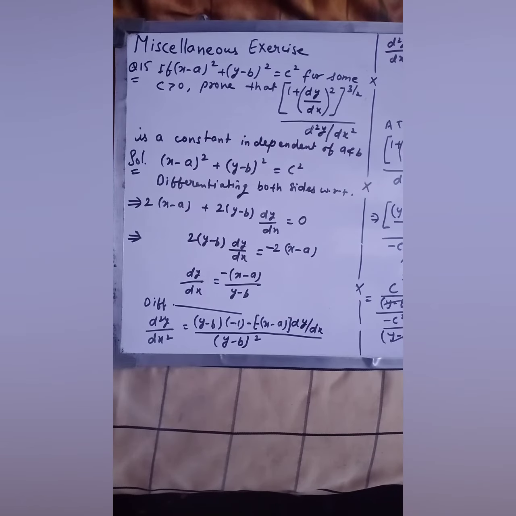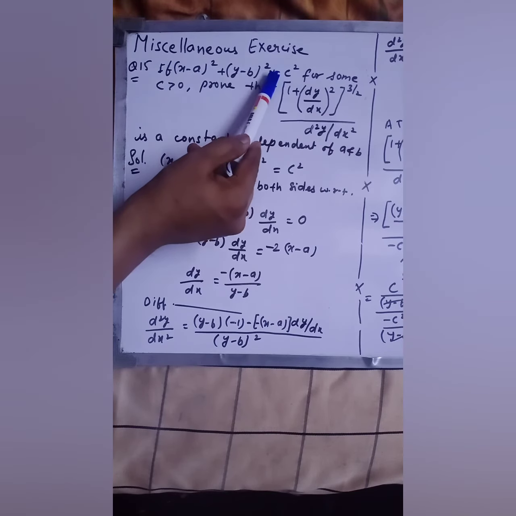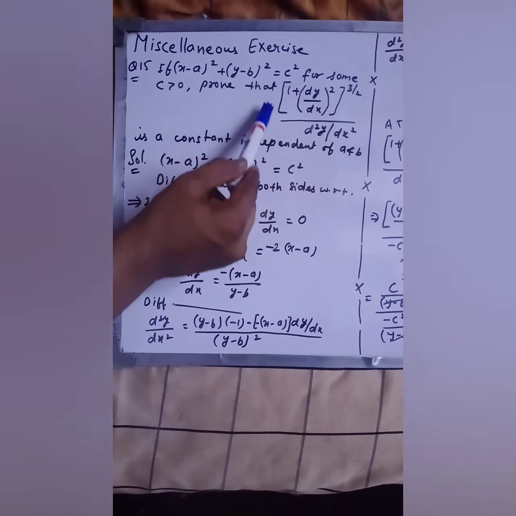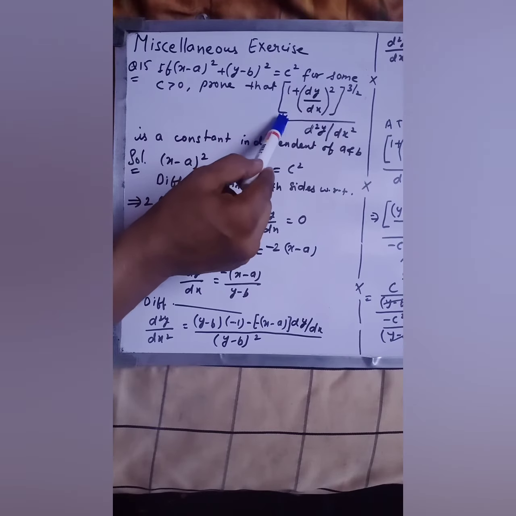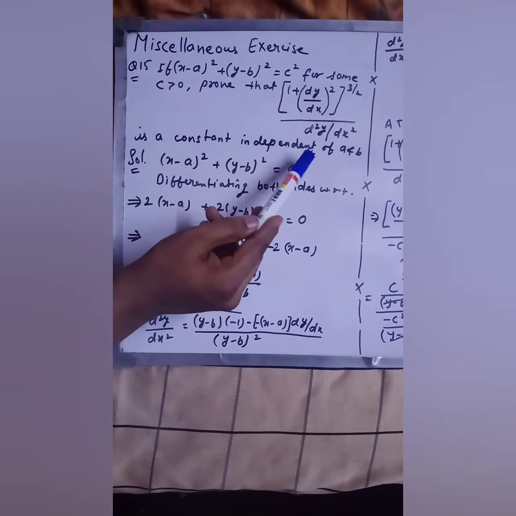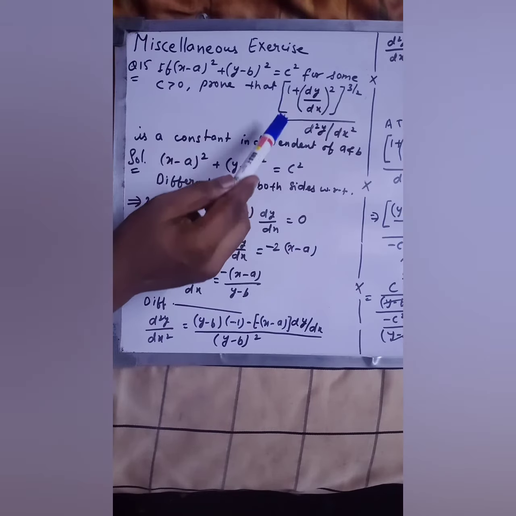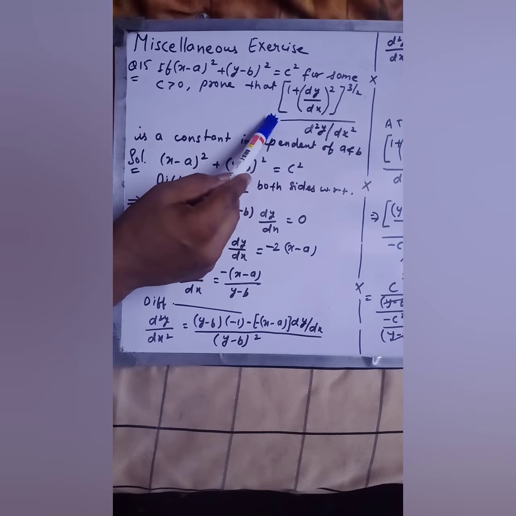Now here we are solving question number 15. This is also a very important question of your NCERT. In this question, this equation is given to us and we have to find out the value of this, and we have to show that this is independent of a and b. That means when you solve this, the answer doesn't contain a and b.